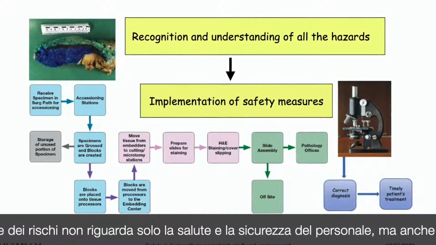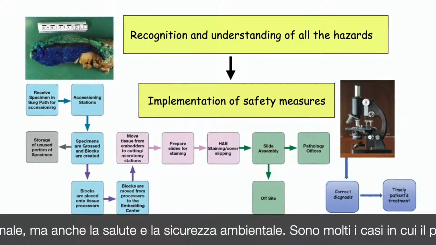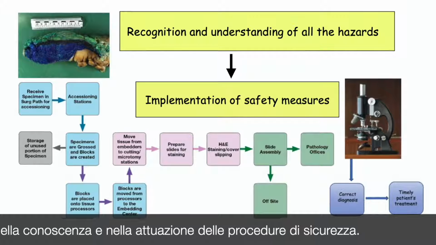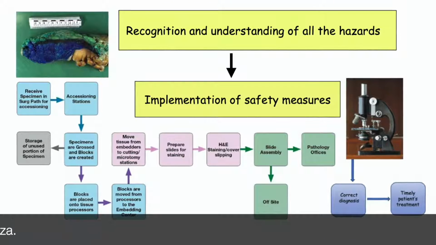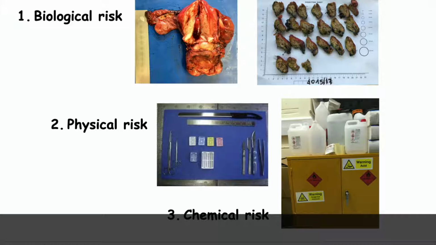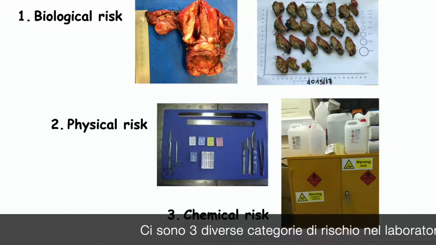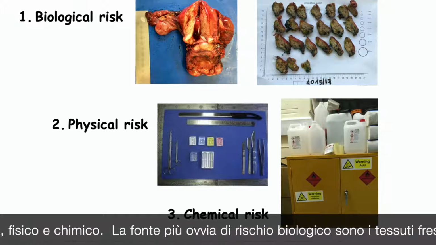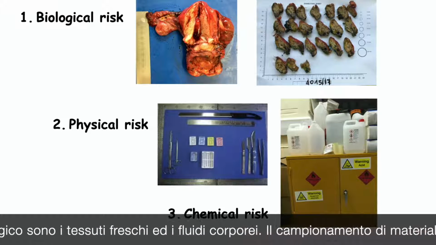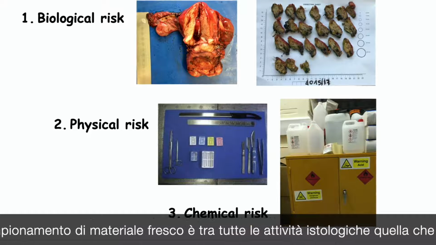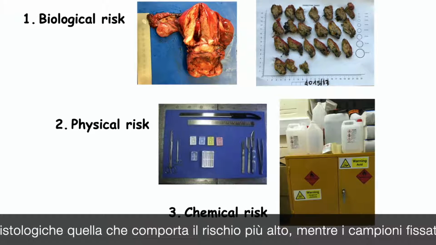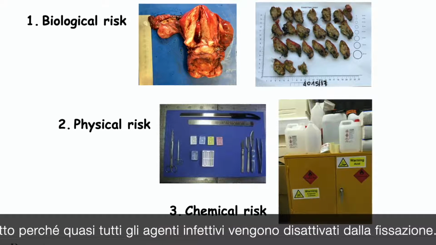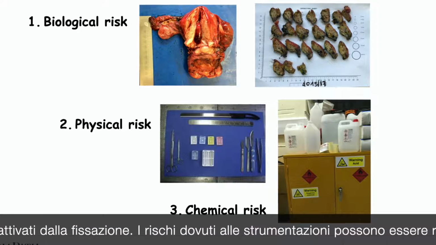Risk management pertains not just to personal health and safety, but also to environmental health and safety. Deficiencies have been frequently reported by the personnel in the knowledge, attitudes and practice of laboratory safety in many cases. There are 3 different categories of risk in histopathology laboratory: biological, physical and chemical. The most obvious source of biological risk is with fresh tissue and body fluids. Grossing carries the highest risk of all histological activities, while fixed specimens have a much reduced risk because nearly all infectious agents are deactivated by fixation.